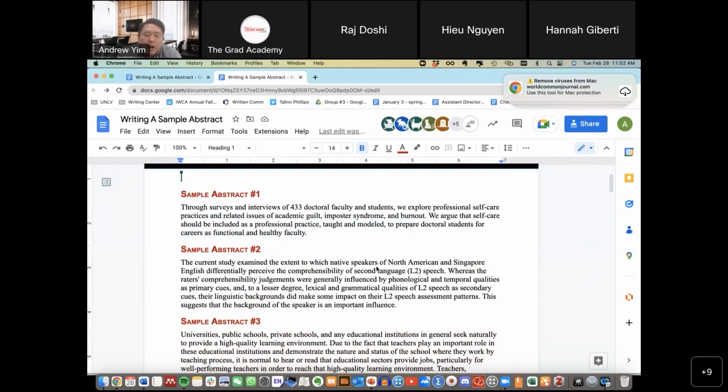In addition, there's not much about the results section. They just mentioned that self-care should be included as a professional practice, and there isn't much of a discussion section either. So they have things for the methodology, but I still need more of a connection of why the research should speak to me.